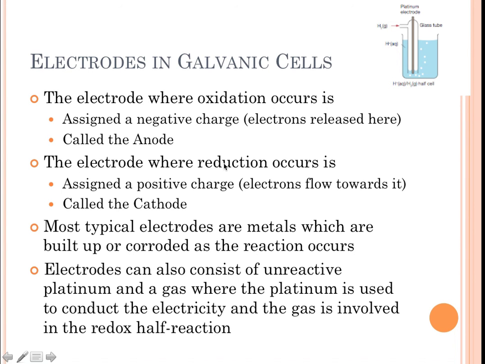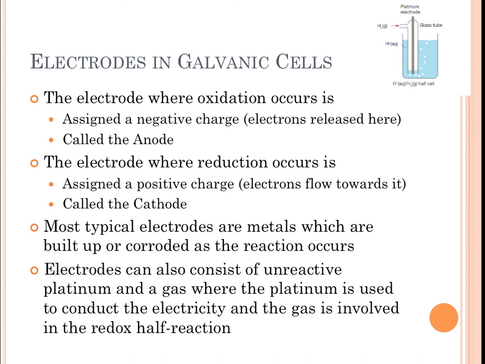The electrode where reduction occurs is assigned a positive charge because electrons go towards it, and being negatively charged, they're going to be attracted to something positive, and we call it the cathode. The way I like to remember it is that cats make me feel happy, so the cathode is positive. If you don't like cats, that probably won't work for you.